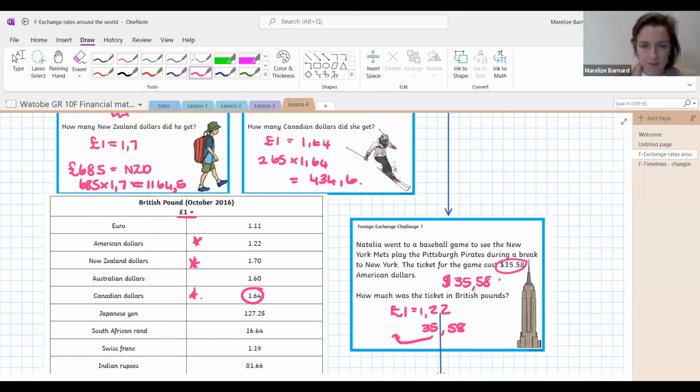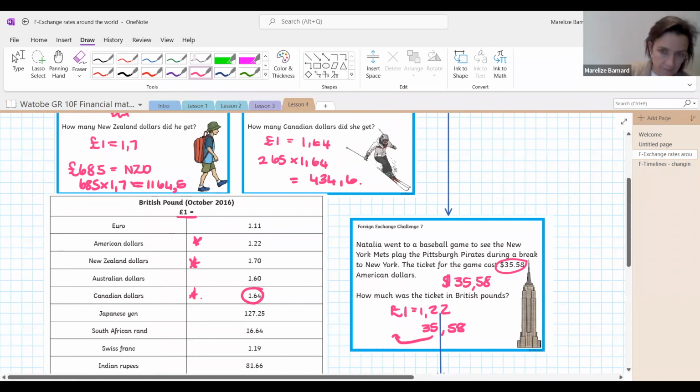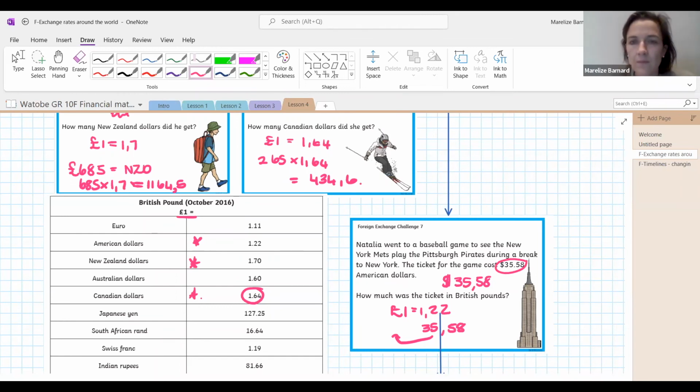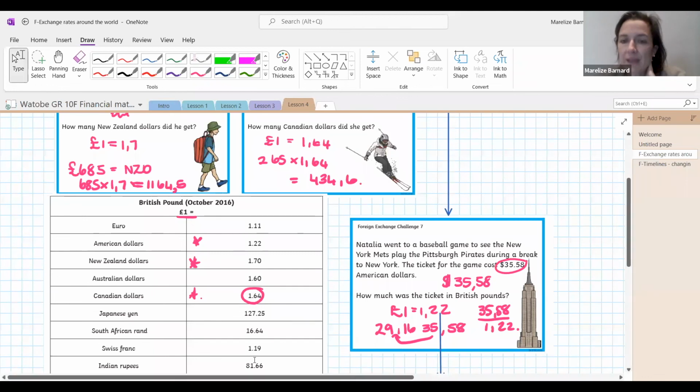Yes, ma'am. So what I did here basically was that I went like the $35.58 and I divided it by per 1 pound, which is now 1.22. Yeah, 1.22. Okay, so that got you the 29,16. That's right. So you divided the 35,58 divided by 1,22. Excellent. How do we get that?